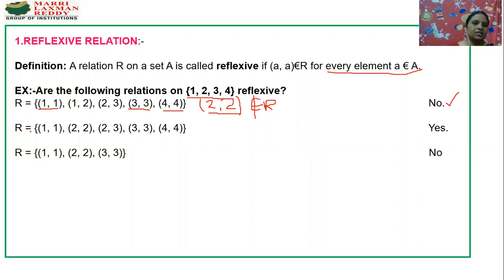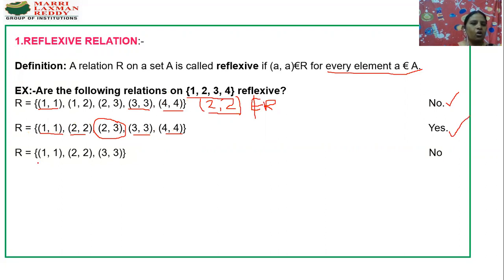Coming to the second example, (1,1) is there, (2,2) is there, (3,3) is there, (4,4) is there. Whatever the remaining pairs may be, you concentrate on A, which is nothing but the elements of set A. Every element of set A is present in the relation, so we can call it a reflexive relation.